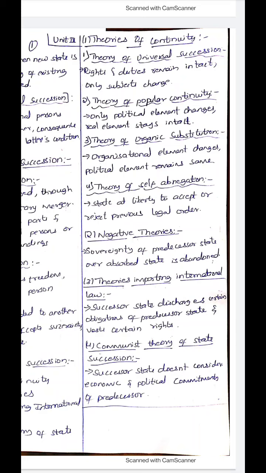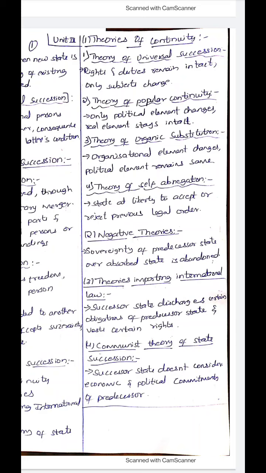The next is the theory of self-abnegation. In this theory of succession, a state takes liberty and accepts or rejects a previous legal order. So any previous legal order they will accept or reject. It is at liberty. The next theory is negative theories.